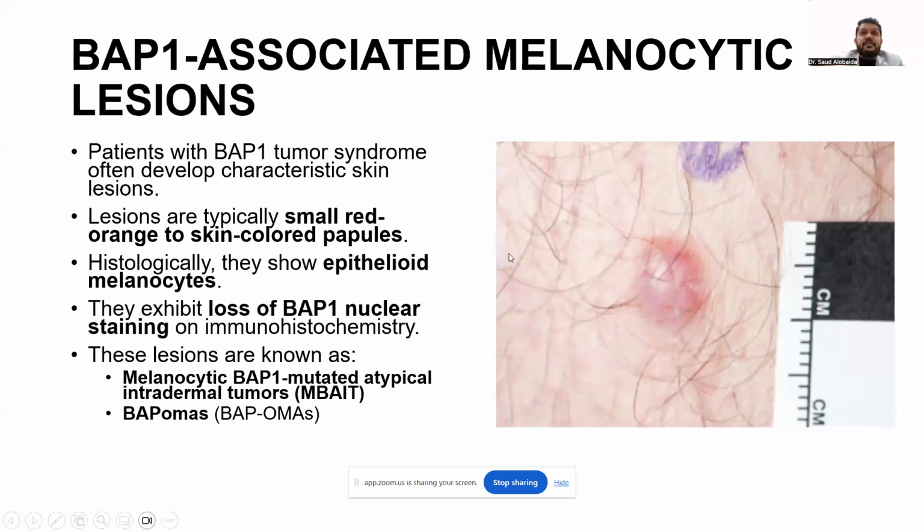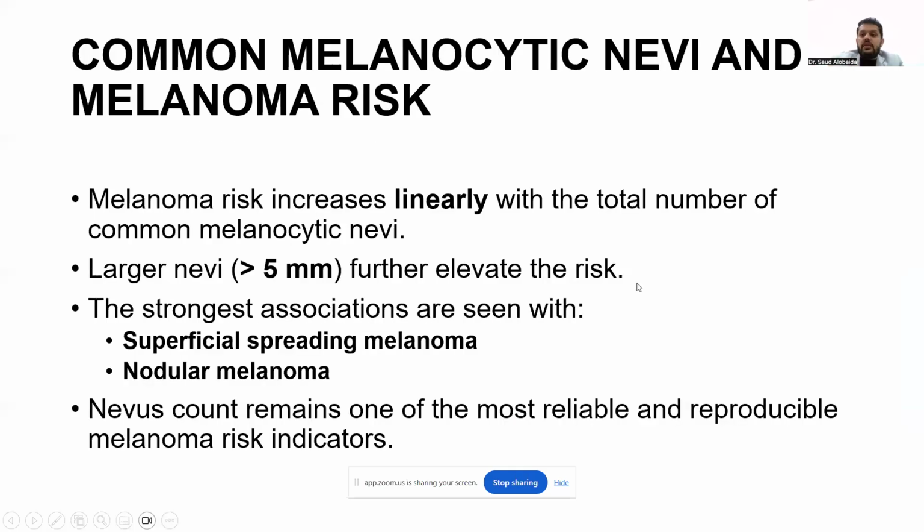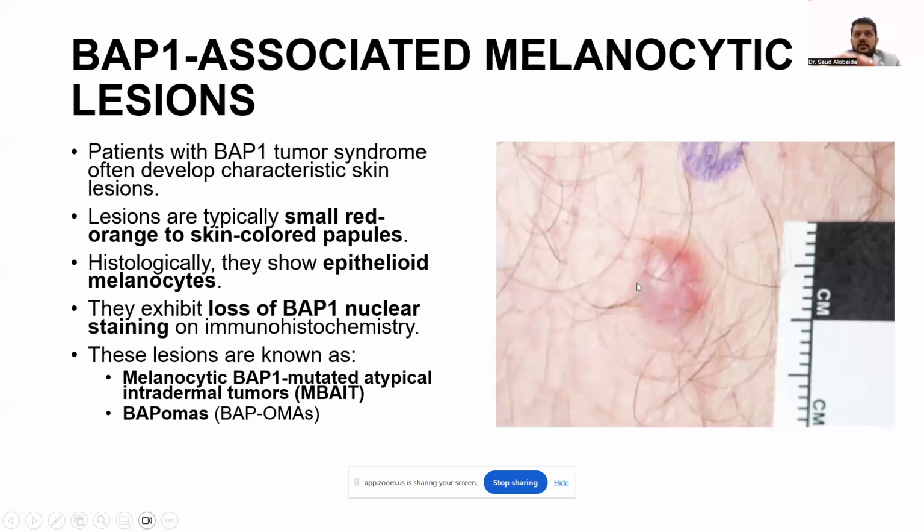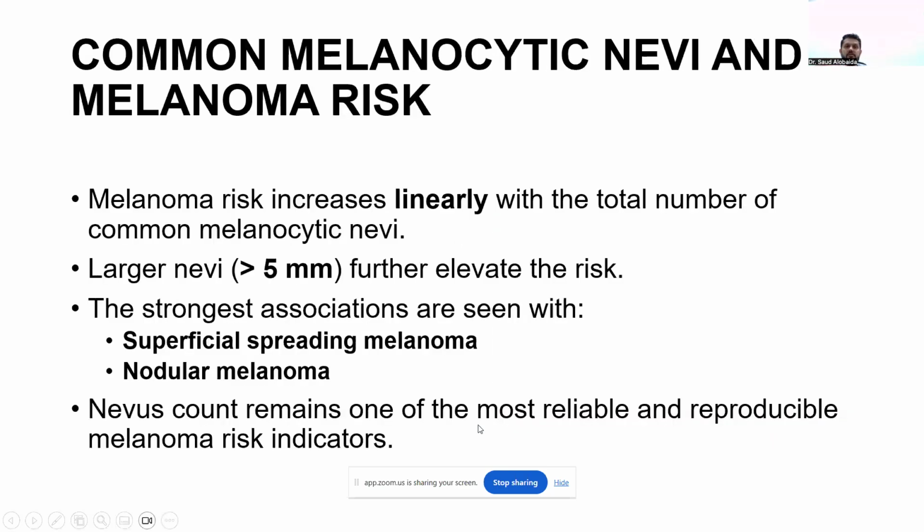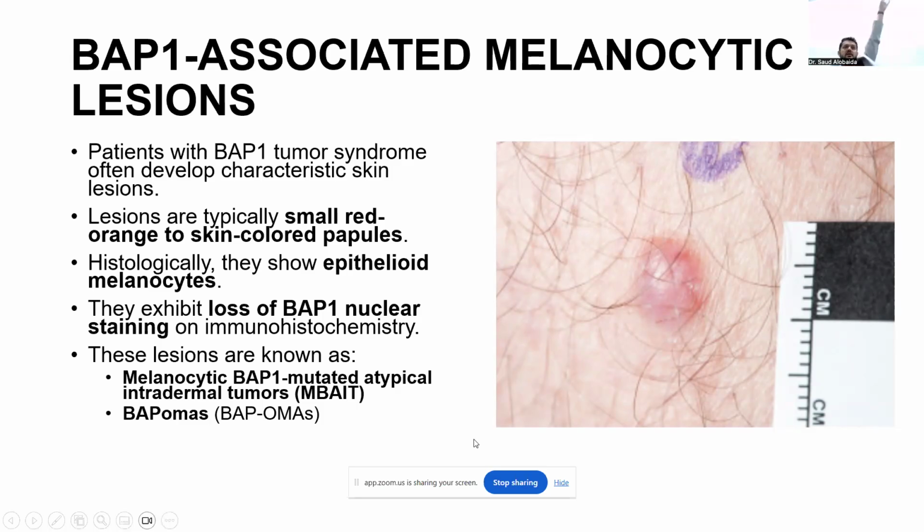And actually, I've seen a case of this. This is how they look. They look almost like dermatofibroma. It's usually skin color to pink. And these are what we call BAPomas. In oncopathology, they have characteristic epithelioid melanocytes, and they have loss of BAP1 staining.